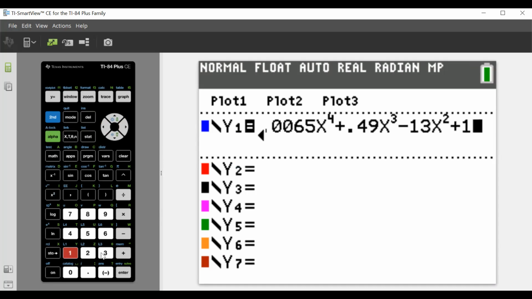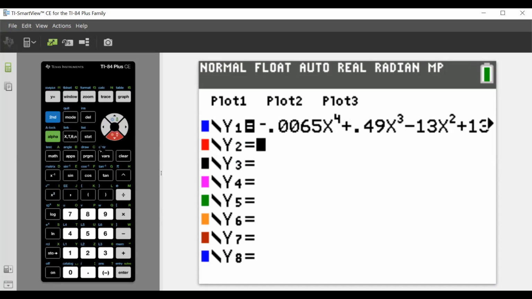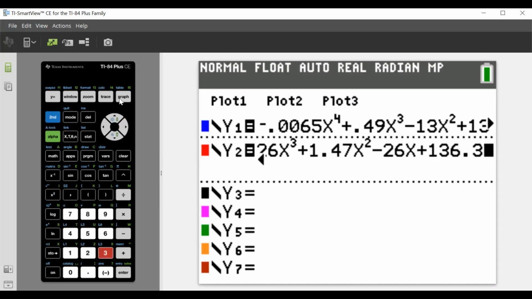Plus 136.3x minus 394. All right, so that's our actual g function, and our g prime we said was negative 0.026 x to the third, arrow down, plus 1.47 x squared, and minus 26x plus 136.3. All right, so now we have everything.